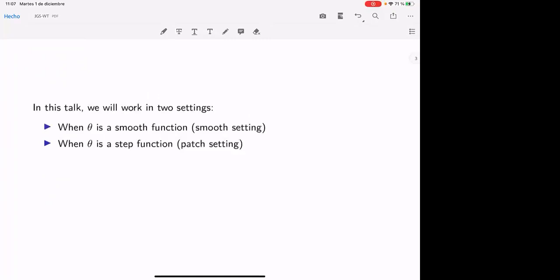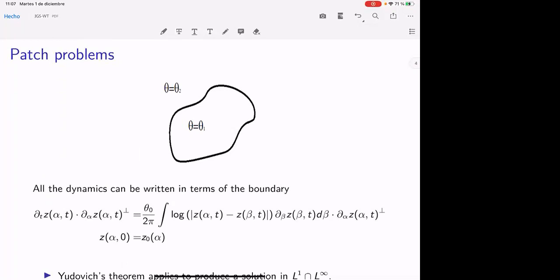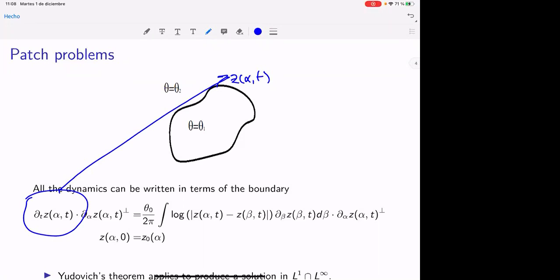Okay, so let me talk a little bit about patch problems. The point of studying a vortex patch, or in general a patch problem, is that intrinsically this should be an easier problem in some sense, right? Because you reduce all the movement to the boundary of this set, and this boundary I'm going to call Z of alpha, t. This Z of alpha, t is a parametrization of the boundary between the two sets in which the scalar takes two different values. And therefore now the problem has become a 1D problem in terms of, say, the regularity of the boundary, or self-intersection, or things like that, okay? So we want to study the behavior of the boundary as time evolves.